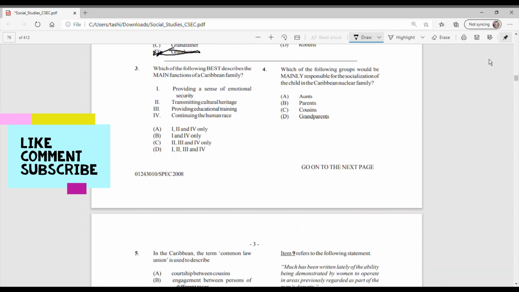Number 3, which of the following best describes the main functions of a Caribbean family? So we have providing a sense of emotional security, transmitting cultural heritage, providing educational training, and continuing the human race. So all of these are actually correct. So we're looking for the answer that says all of the above. So for number 3, our answer would have been letter D.